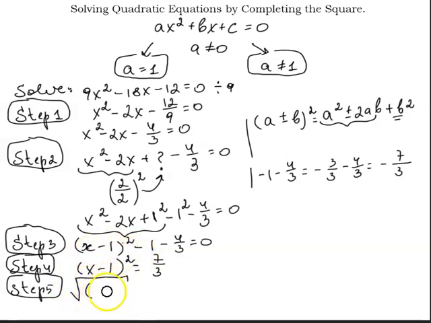So that's going to be the square root of x minus 1 squared, and because I took the square root of the left side of the equation, I have to do exactly the same thing to the right side of the equation to keep it true. And remember, every time you take the square root of a number, it's plus minus. So next step, that would be step 6.